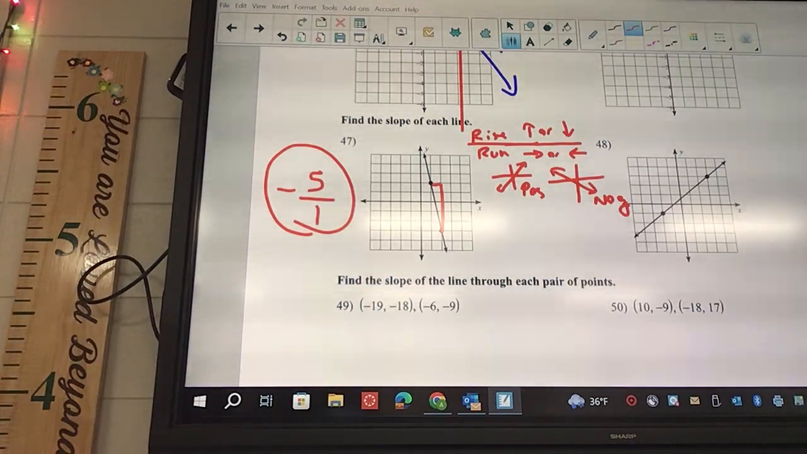Okay, we're going to stop here. 1 through 48 should be done today.